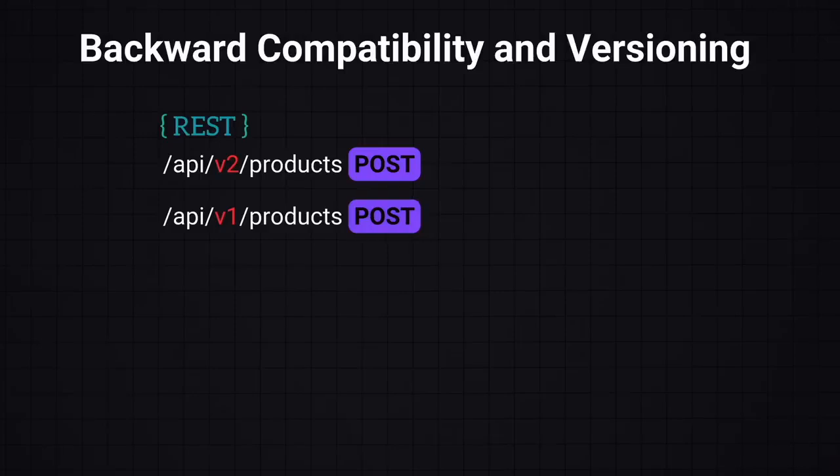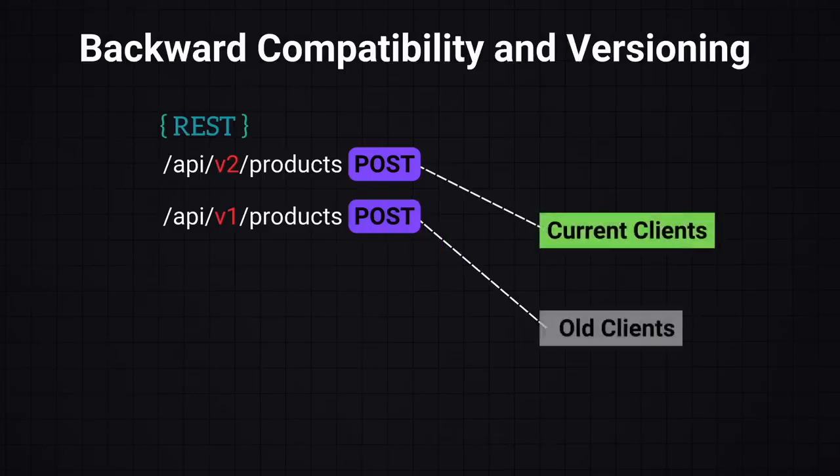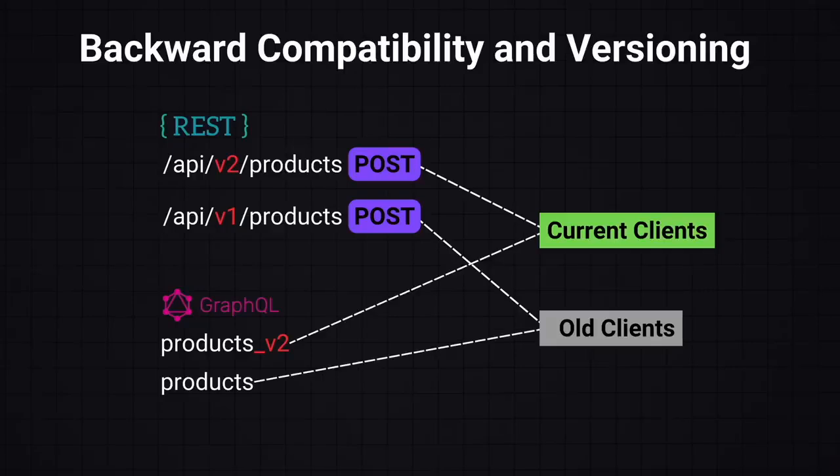When modifying endpoints, it's important to maintain backward compatibility. This means that we need to ensure that changes don't break existing clients. A common practice is to introduce new versions like version 2 products, so that the version 1 API can still serve the old clients and the version 2 API can serve the current clients. This is in the case of RESTful APIs. In the case of GraphQL APIs, adding new fields like v2 fields without removing old ones helps in evolving the API without breaking existing clients.